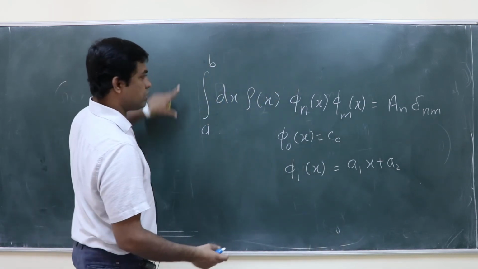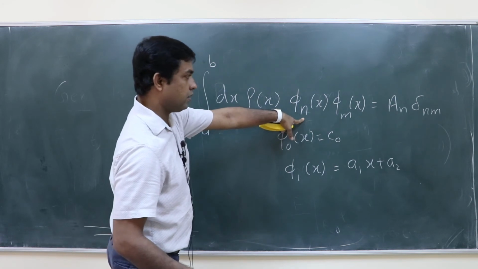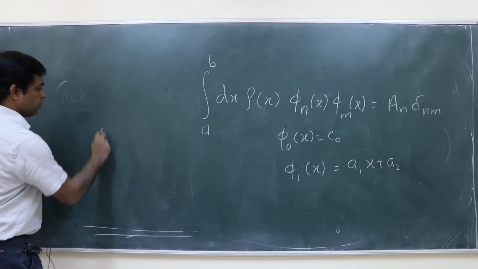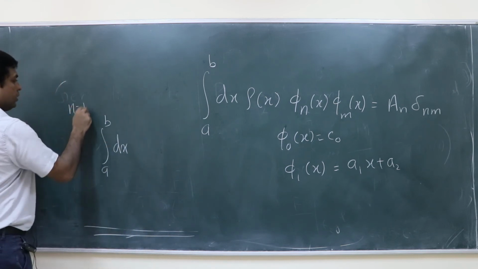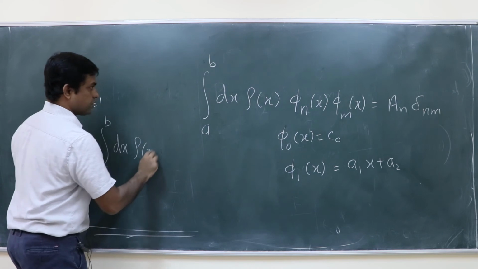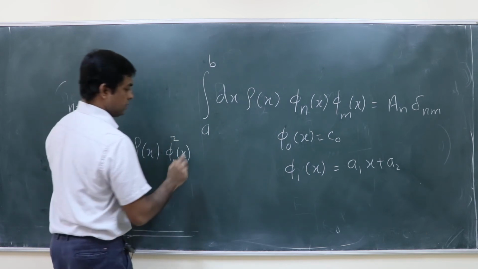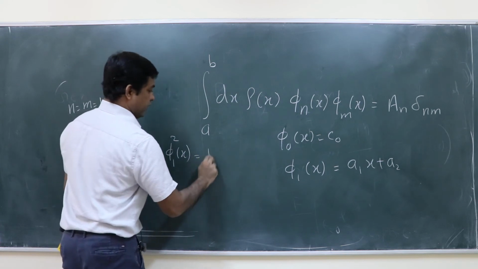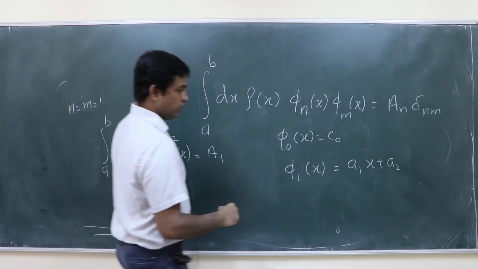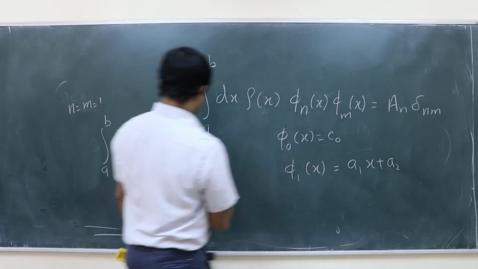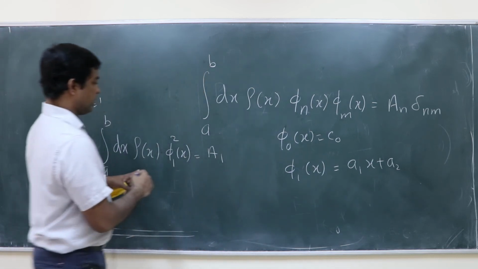First thing you should do is take this formula. Already I know what a0, a1, a2, a3, etc. are. So put n is equal to m is equal to 1 in this equation. If you put that, you get integral a to b dx rho of x phi 1 of x square equal to a1, and a1 is known. Now you have to substitute the square of this.